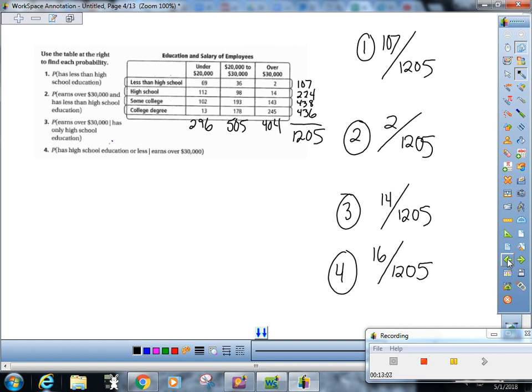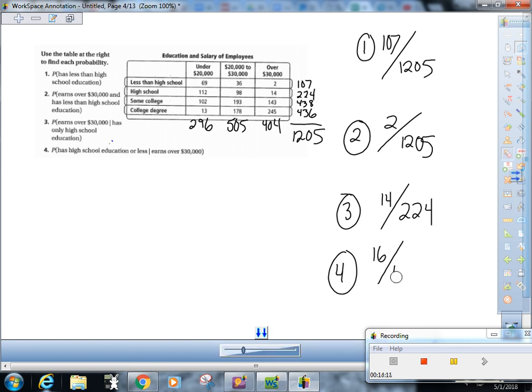What's the probability that someone earns $30,000 given they have only a high school education? This is the one we did wrong. What should the denominator be in number 3? Very good. That's how many people only have a high school education. Does that make sense, Nathan? Okay. And let's look at the 4th one. What's the probability that someone has a high school education or less given that they earn over $30,000? I think this is the wrong denominator again. It should be 404.